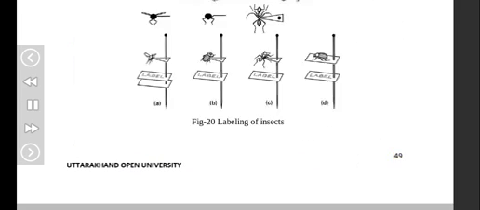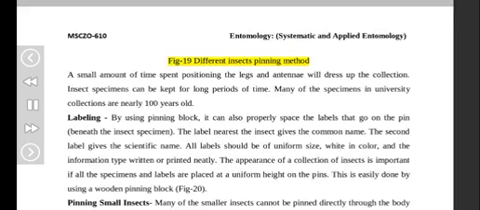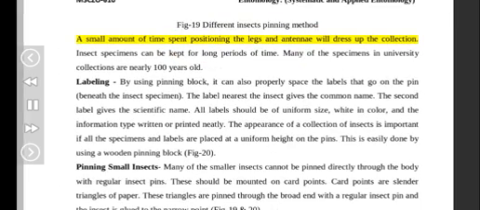Fig 19. Different insect pinning methods. A small amount of time spent positioning the legs and antennae will dress up the collection. Insect specimens can be kept for long periods of time. Many of the specimens in university collections are nearly 100 years old. Labeling by using a pinning block.